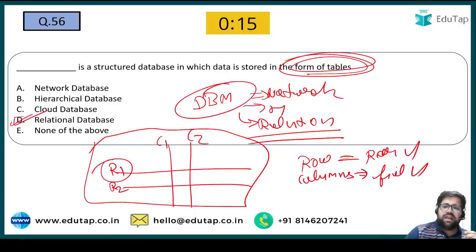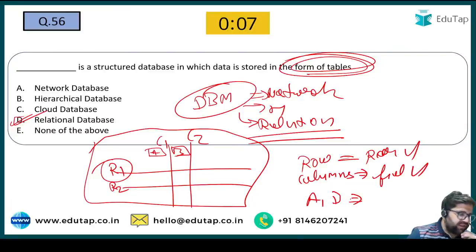Yes, good. Now, if I'm giving a heading to this particular column, these heads, that is A and B, what will A and B represent? What keyword should I write for A and B? If A is the heading of C1 and B is the heading of C2, then they will be recorded as attributes.